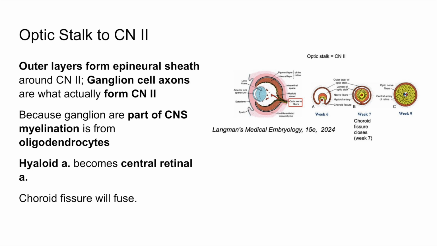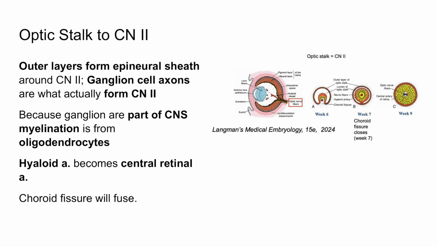All right, so here we're just going to be highlighting the connection between the optic stalk and the optic nerve, or cranial nerve 2. And this is a key concept because it reinforces that the optic nerve is actually part of the central nervous system, not a peripheral nerve. So the optic stalk originates as a connection between the developing optic cup and the forebrain, and as development progresses, it becomes the optic nerve. The outer layer of the optic stalk contributes to the connective tissue covering around the optic nerve, forming the epineurial sheath, while the actual nerve fibers of cranial nerve 2 are derived from the axons of the retinal ganglion cells.